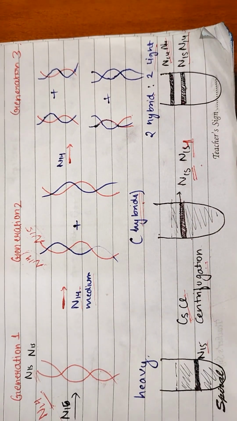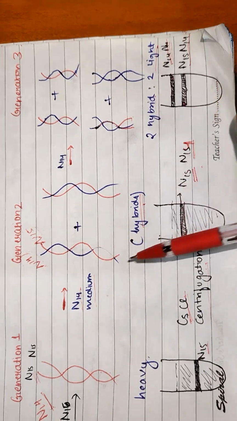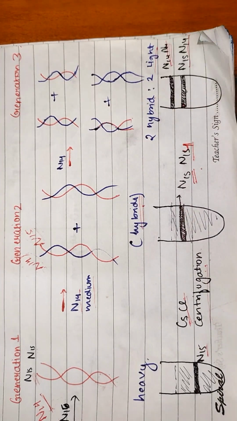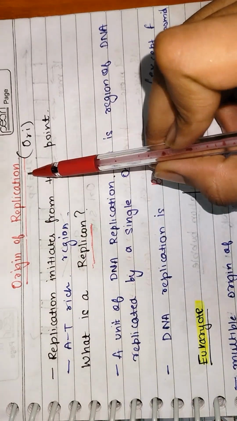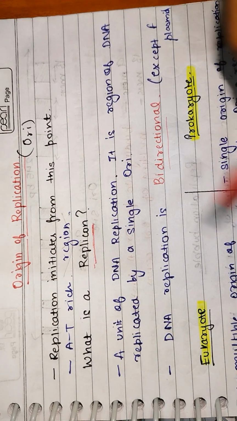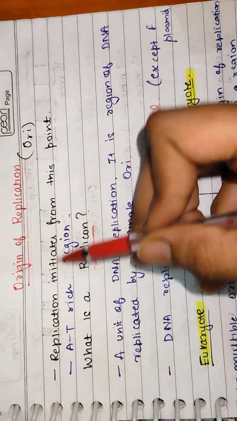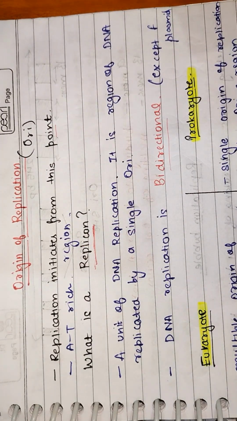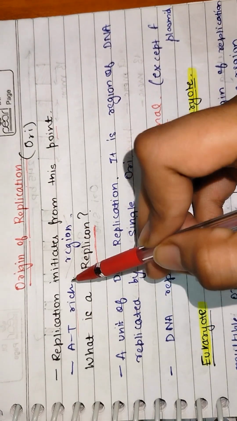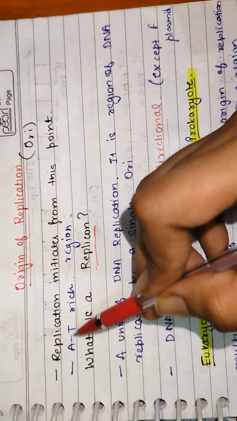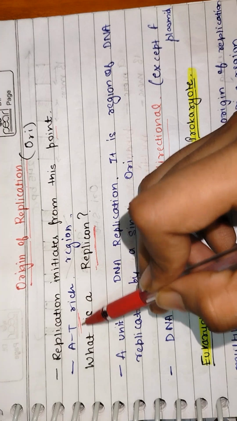Since half of the parental DNA was conserved after each generation, it was a semi-conservative mode of replication. Now, origin of replication. What is origin of replication? It is a point from where the replication will initiate in the DNA. The origin of replication is an AT rich region, that is, the A and T bases are found in this region.